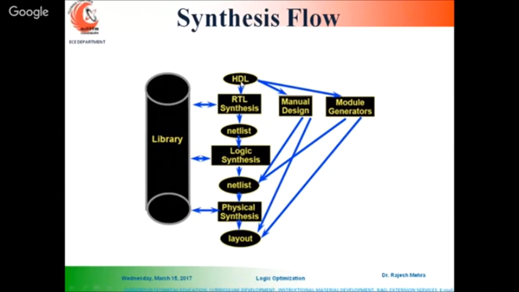This is the complete flow. HDL, RTL synthesis. RTL synthesis is what? It is your HLS. Then we perform logic synthesis. In logic synthesis, further you have two options: technology dependent and technology independent. And it is related with what? It is related with the library, the vendor's library. You have to use the vendor library.